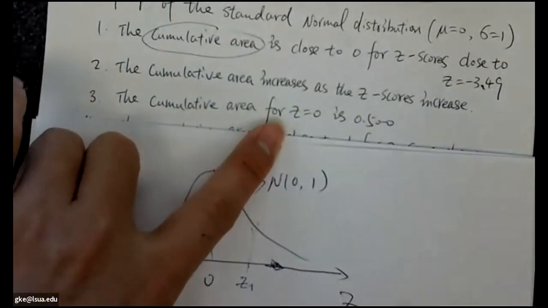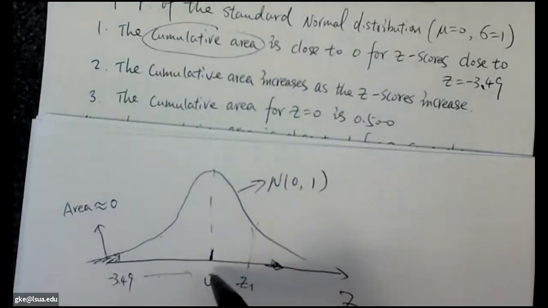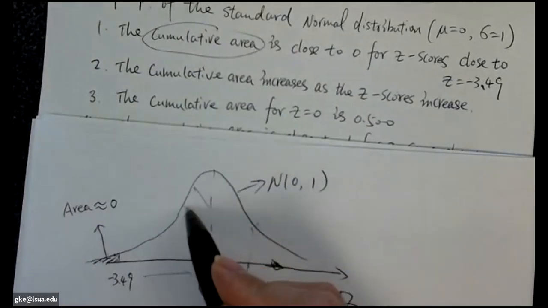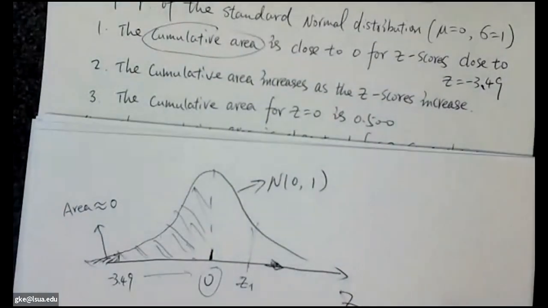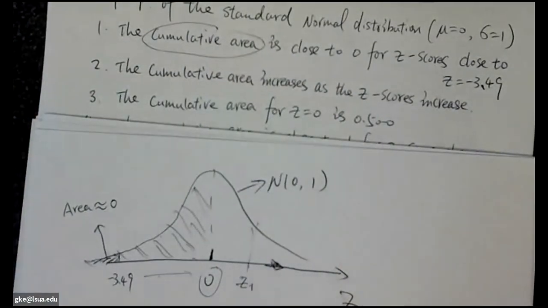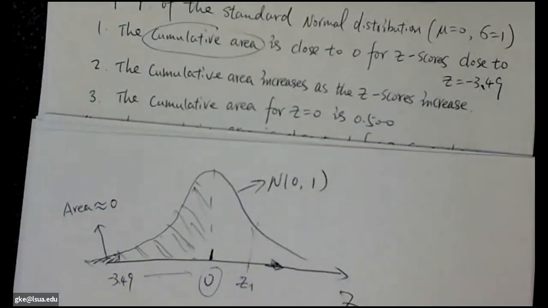Now, third. The cumulative area for z equal to 0: z equal to 0 is here, right? And the cumulative area is here. My question is, why is it 0.5? Do you know why? When z equals 0, why is the area to the left 0.5? Any idea?